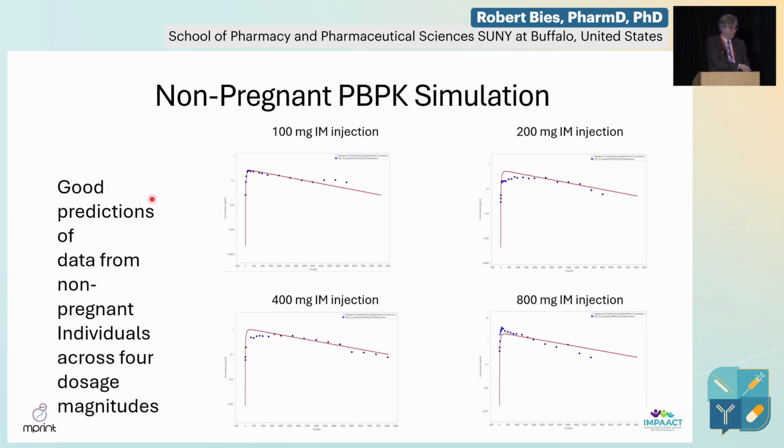And you can see that these panels show the 100, 200, 400, and 800 milligram IM injections. Of course, concentration is on the y-axis, time on the x-axis. The blue dots are the observed data, and the red lines are those predicted by the PBPK model. So they did reasonably well a priori with incorporating this information. So we were reasonably confident, or you could be reasonably confident, in utilizing the model.